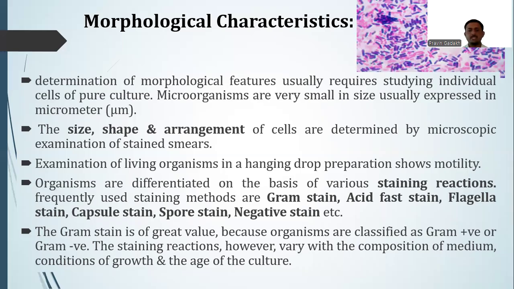The gram staining is of great value because organisms are classified as gram positive or gram negative on the basis of the gram staining procedure. The staining reactions, however, vary with the composition of the medium, the conditions of growth, and the age of the culture. So these are the different affecting factors on which our result may vary. Depending on these factors, the result we observe can differ, and with respect to that, we can differentiate the organisms into different groups.